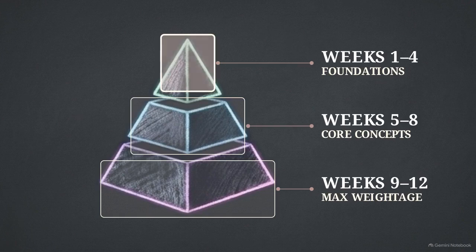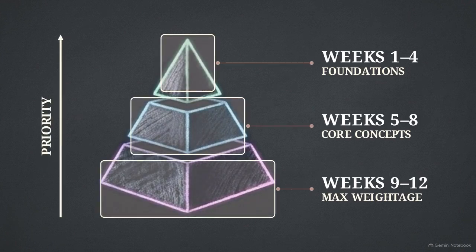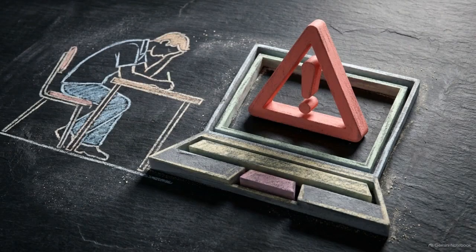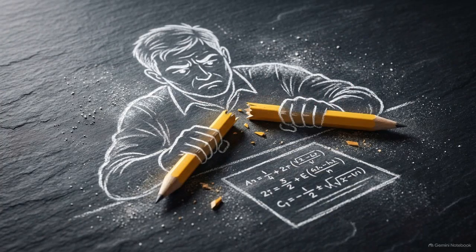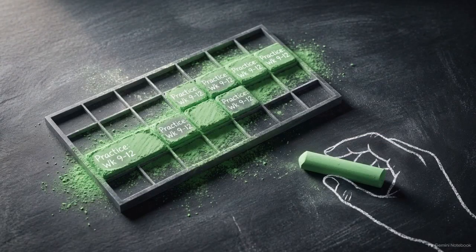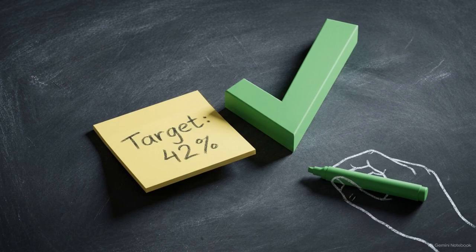The apex represents weeks 1 through 4. These provide the foundation, but result in very few direct questions. Effective preparation requires active problem solving. Rewatching lectures without applying the concepts to new problems often leads to a false sense of confidence that fails during the exam. Allocating your remaining hours to weeks 9 through 12 aligns your effort with the bulk of the exam's mark distribution, increasing the likelihood of reaching your target score.